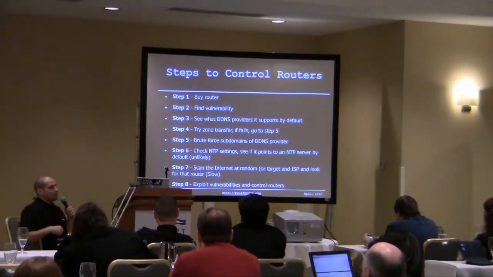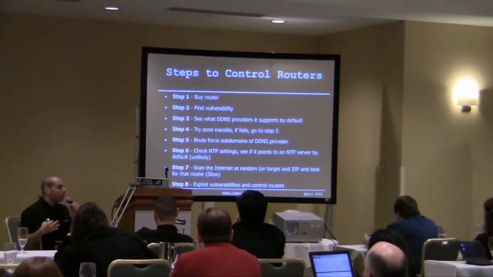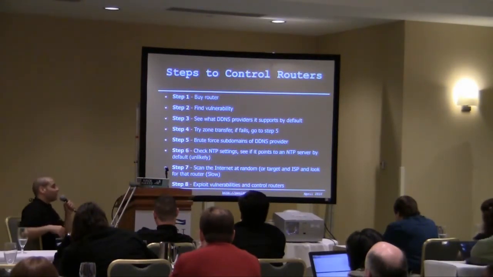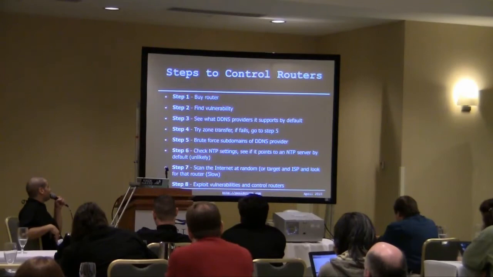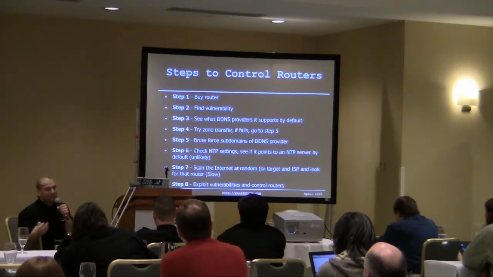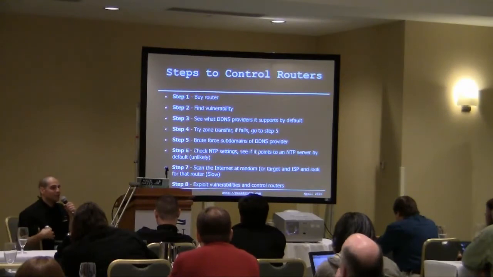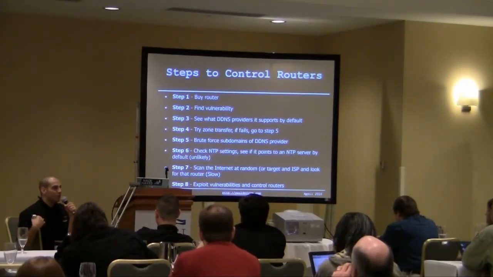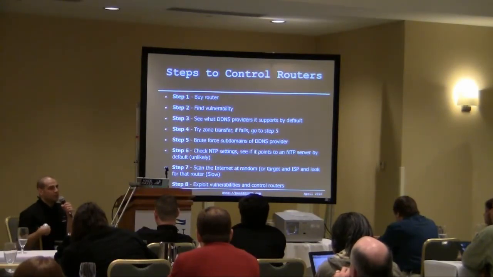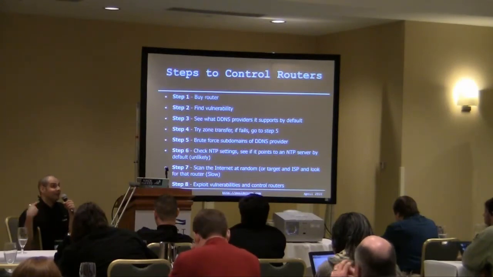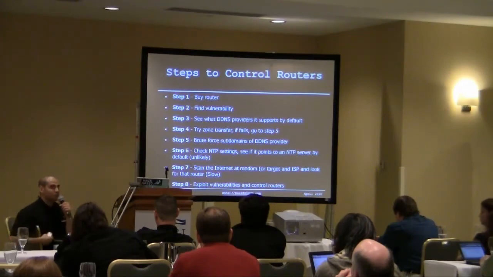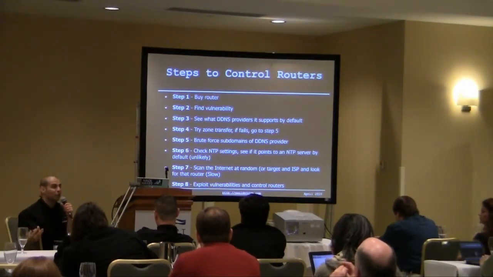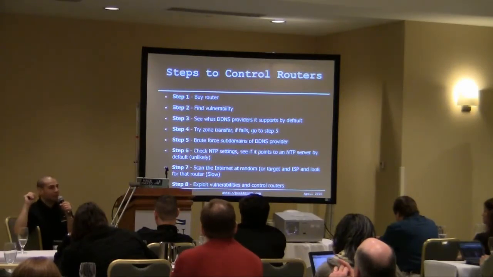So here are some of the steps that attackers would go through in order to control routers. You buy a router and you find a vulnerability in it. Then you see what DDNS providers it supports by default. You try the zone transfer route. I mean, likely that's not going to work. One of the things Bob told me he was working on was getting a list of almost all of the DDNS providers and then feeding that into the script within Metasploit that automatically tries a zone transfer against every name server that supports the domain, seeing all of the ones which support zone transfers, and that could be a way to find more than just the one example that we put up there.